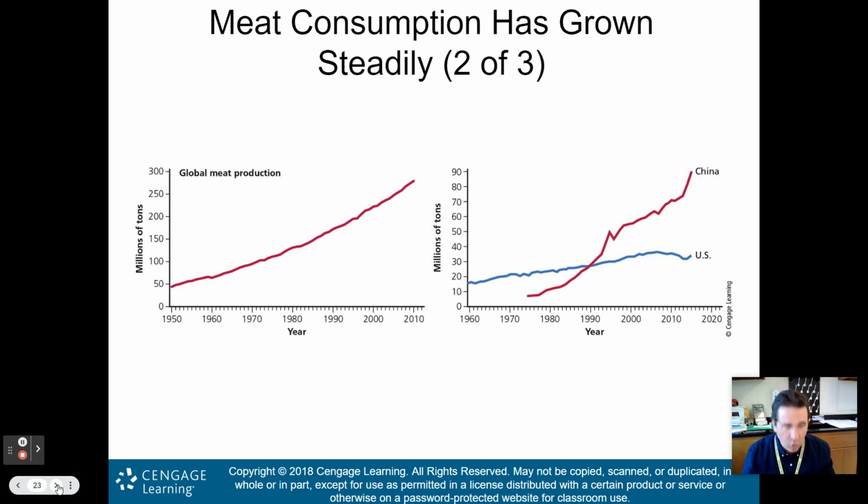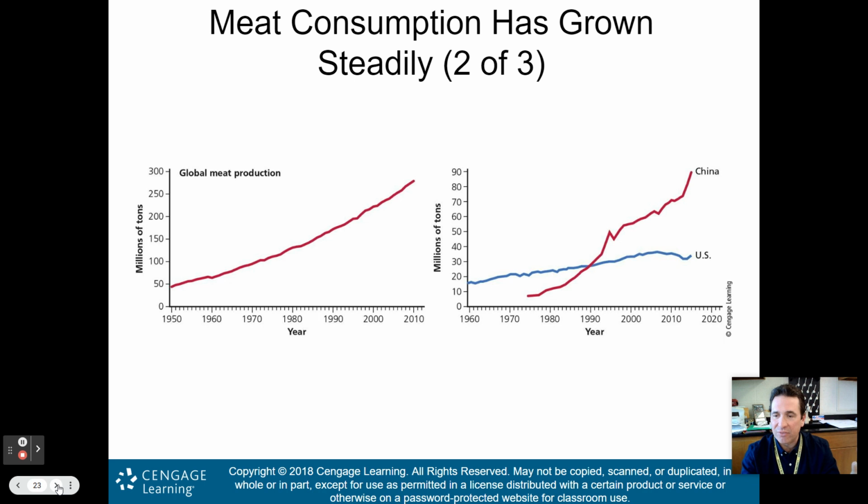What we're looking at here is global meat production, in millions of tons. On the left is globally. On the right is the U.S. versus China. And what you'll notice is in both graphs, the amount of meat production is going up, but notice how much more meat production has increased in China over the past, let's say, 30, 40 years. So again, on the surface, it looks like a good thing.